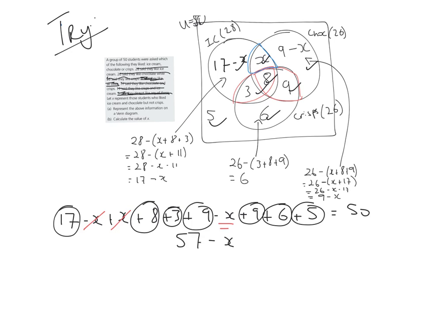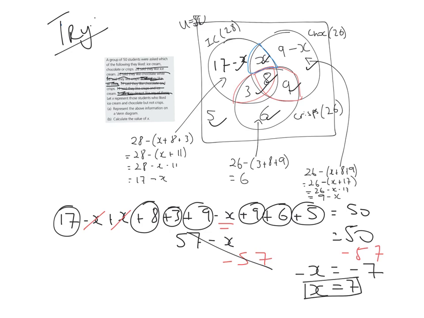So 57 minus x is equal to 50. And then we want to get x by itself. So we're going to minus 57 from both sides. Therefore, minus x is equal to minus 7. And then we want to obviously change the x into a positive. So we're going to multiply across by minus 1. So therefore, x is equal to 7.